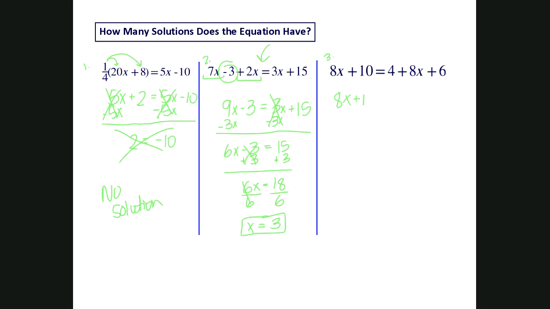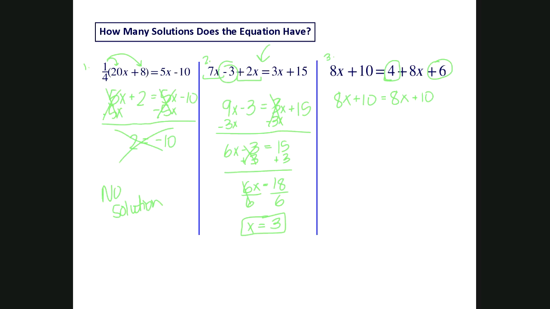So we have 8x plus 10 on this side. And on this side, I just noticed I wanted to clean it up a little bit because I have a 4 and a positive 6. And I can combine those things and make this look a little bit cleaner. A 4 and a 6 combined to be 10. So I still have 8x, and then 4 and 6 combines to be a positive 10.